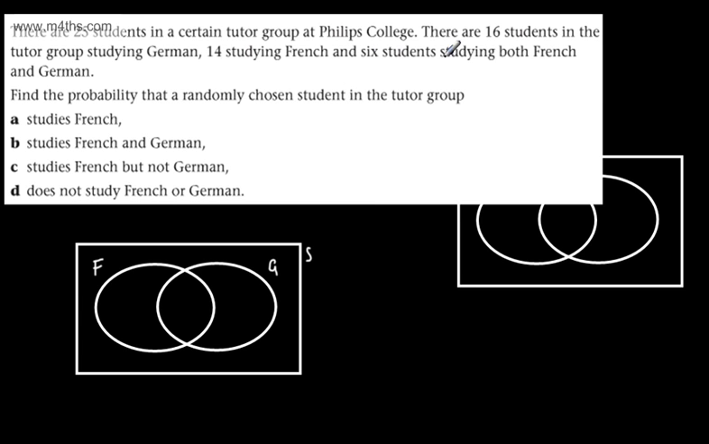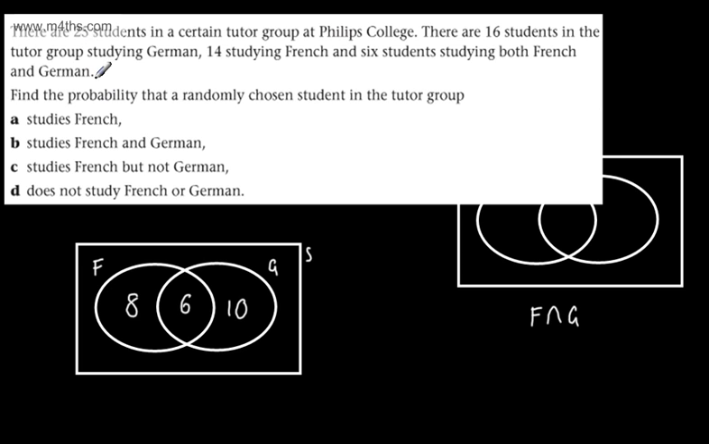We can see that there are 6 students studying both French and German. The 6 must go in the intersection. So this would be now the French and German. There are 16 students in the tutor group studying German. That means that there will be 10 who are doing German only. If we consider there are 16 in total, 6 of them are studying both. 14 studying French, well 6 of them are already here, so the other 8 must be here.